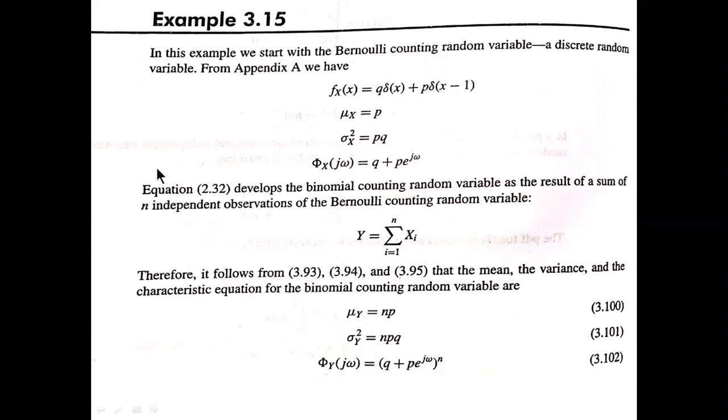Now again, if we take n independent observations of the Bernoulli counting random variable, y is equal to the sum of xi. So μy will be equal to np, because μy is equal to nμx and μx is equal to p. Similarly, σy² is equal to nσx², and nσx² is npq. And the characteristic function will be equal to q plus p e to the power of jω, whole to the power n, and that is what is shown here.